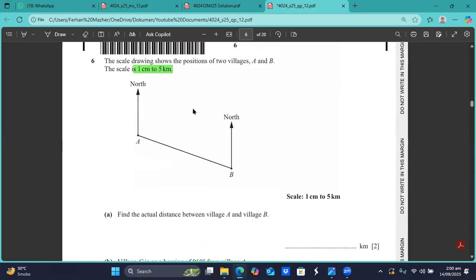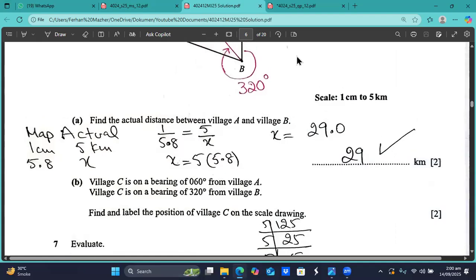Okay. So from here, the angle is something like 60. It will be here somewhere. And from here, from B, the bearing is 320. So it will be here somewhere. This angle will be 320. So where these two angle lines intersect, there the point C will be. Let me show you. I have done this.